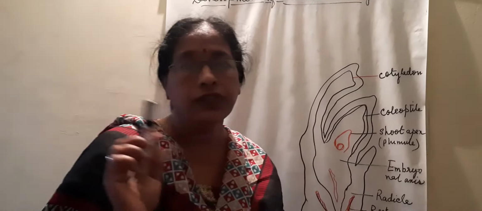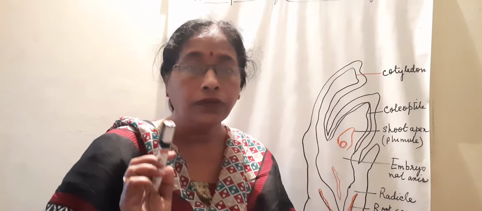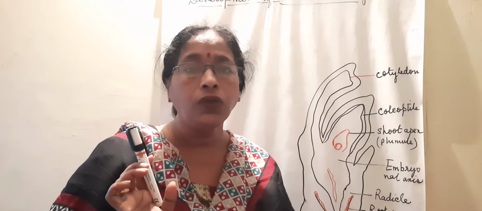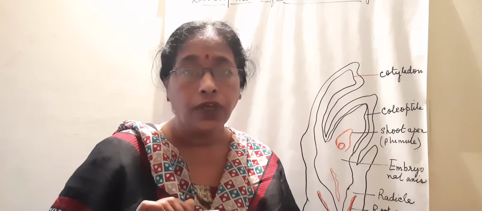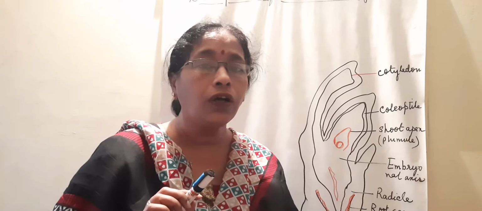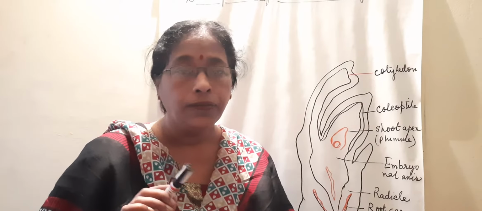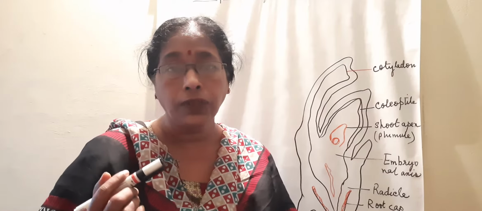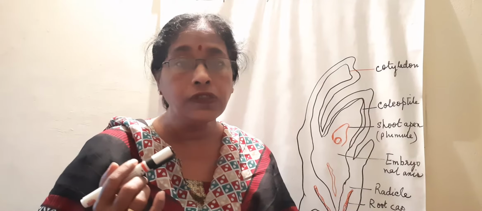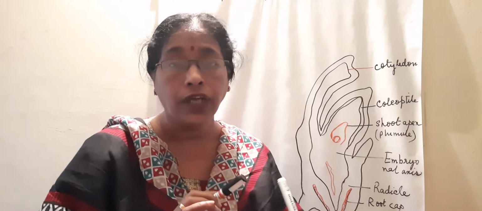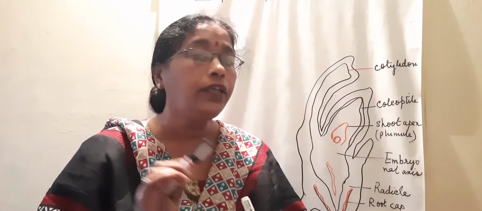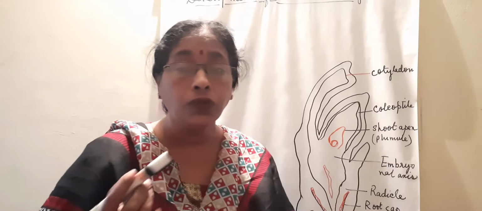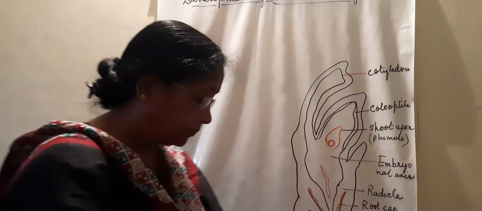One major difference that we saw in the dicot and monocot embryo is that a dicot embryo has two cotyledons and a monocot embryo has one cotyledon. But when we study the process of development, there are some more differences in the development of dicot embryo and monocot embryo. So let us see how the monocot embryo develops.